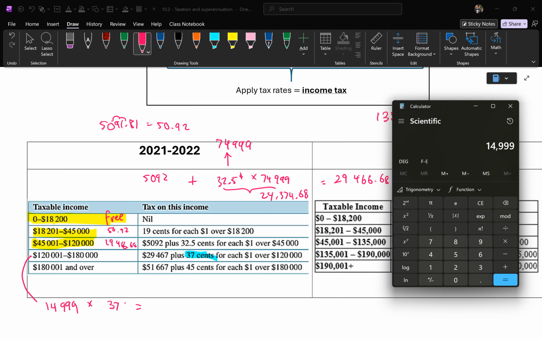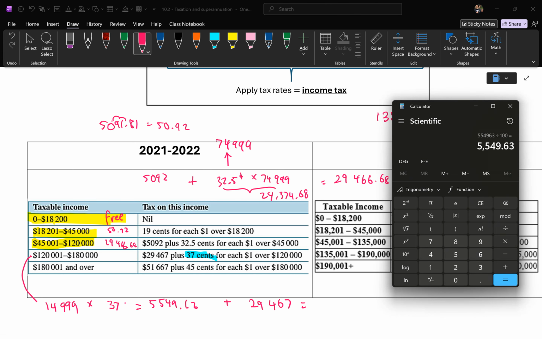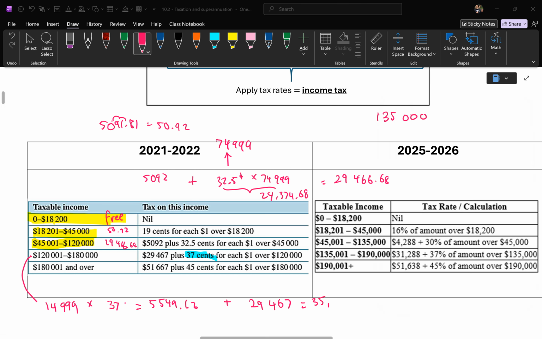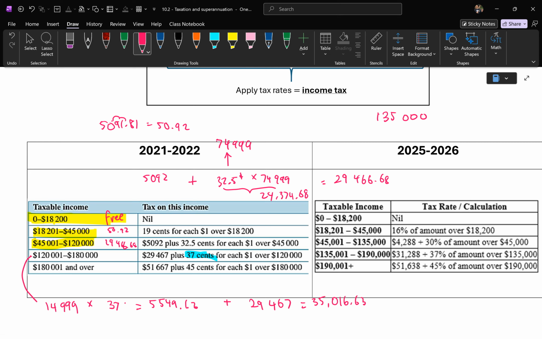So 14,999 times 37 cents divided by 100 to make it in dollars. So it's $5,549.63 plus 29,467, which works out to be $35,016.63. So now how much tax do you pay? You add all these up together.